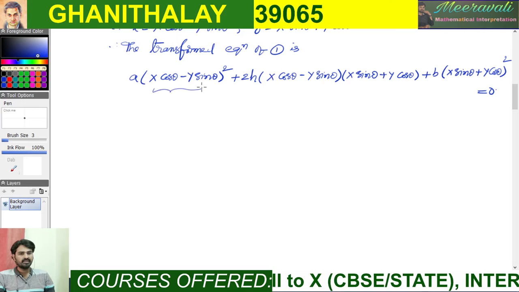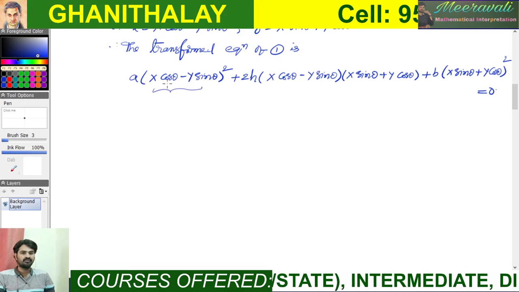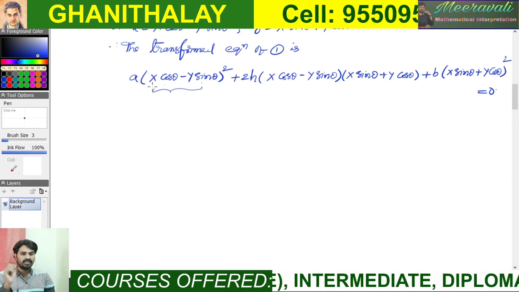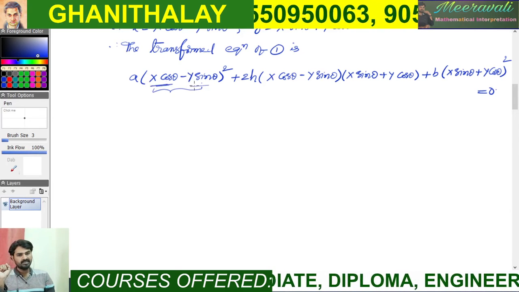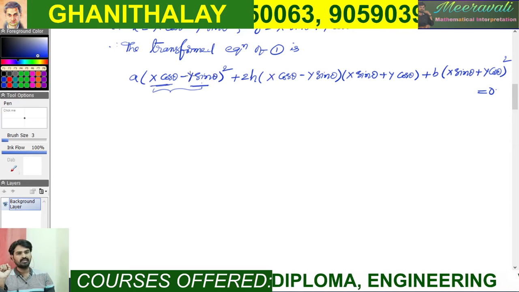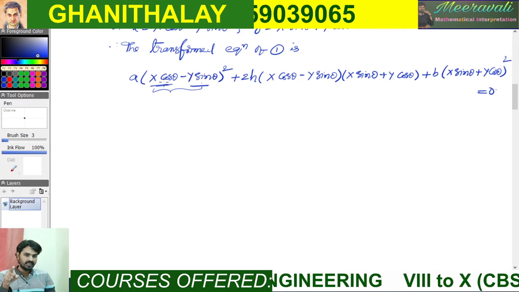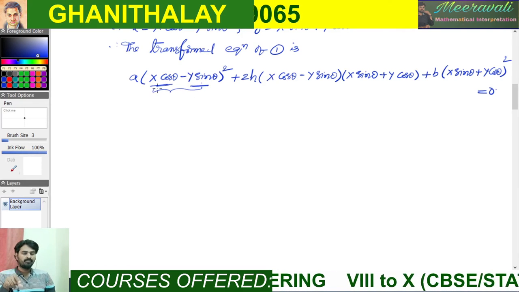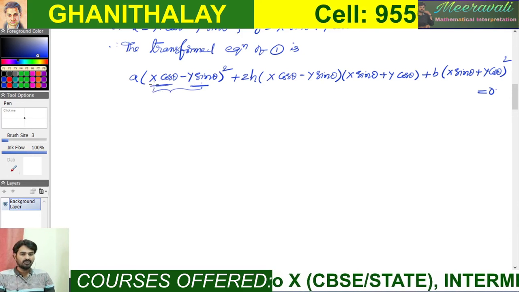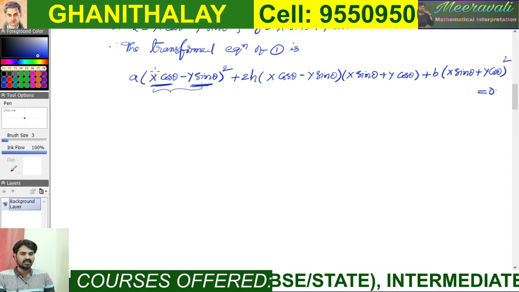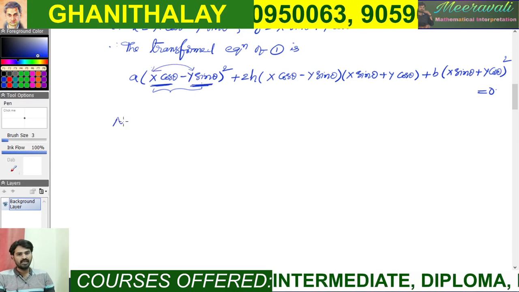So where do we get the x into y term in this expansion? If you expand this one in terms of (a minus b) whole square, a square means X square cos square theta. There is no x into y term. Next, plus b square means Y sin theta whole square, that is Y square sin square theta. Here also no x into y term. Next, a square plus b square minus 2ab. Minus 2ab means here the x into y term is there, 2 into a, which is this one, and b, which is this one.